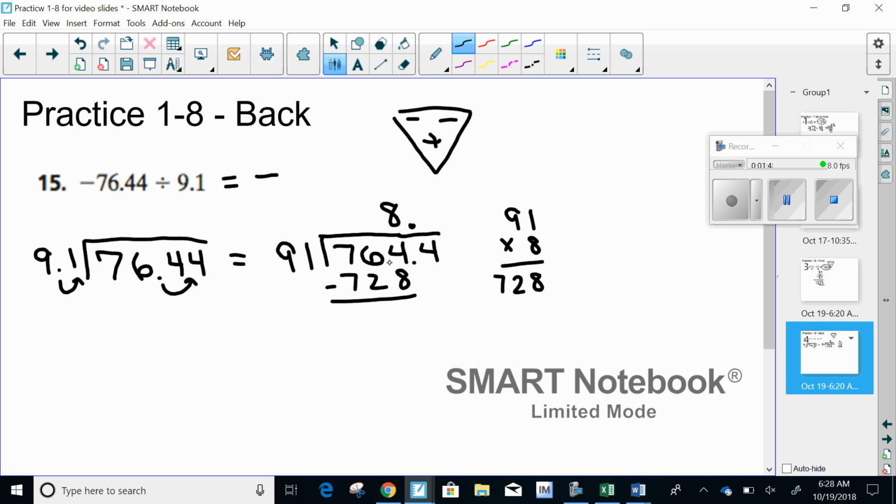I'm going to subtract. I have to borrow here. And I'm going to get 36. That's lower than 91, so that 8 was close enough. So now I can bring down my 4.